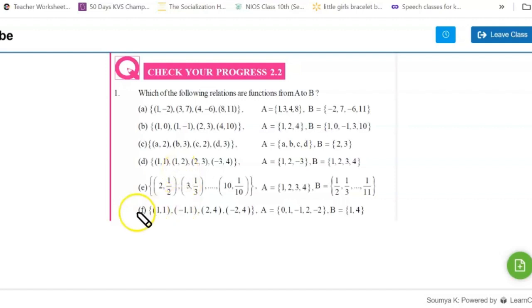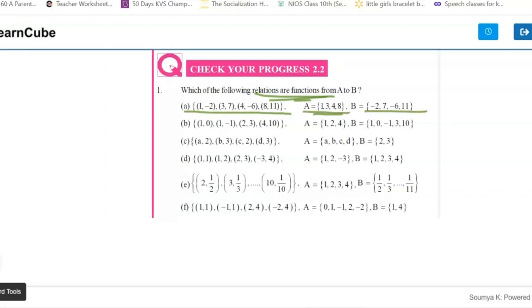So the first question is, which of the following relations are functions from A to B? We have to find out which are functions. The question is given like this. Now you are given some ordered pairs here and a set A and a set B. So let's find out what are in the set A and set B through a diagram.